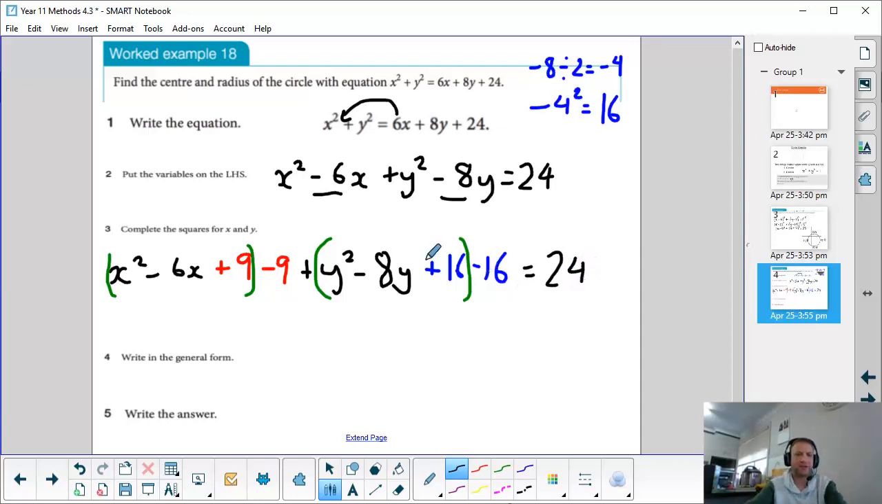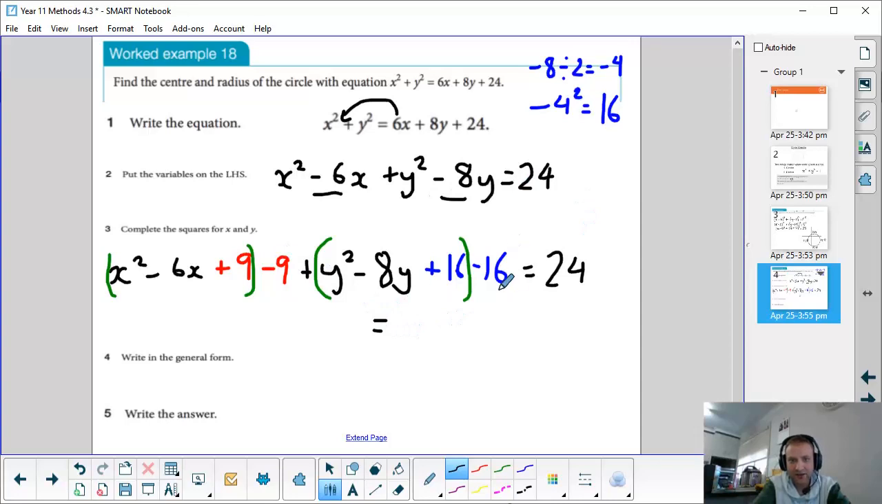Okay, for this next line of working out, we'll try and do 2 things in one go. We know we've got to factorize down the parts that I put in green brackets, but we don't want this minus 9 and this minus 16 involved. So we're actually going to just send them to the other side. So I'm going to get this 24, I'm going to add 9 to it, and I'm going to add 16 to it.